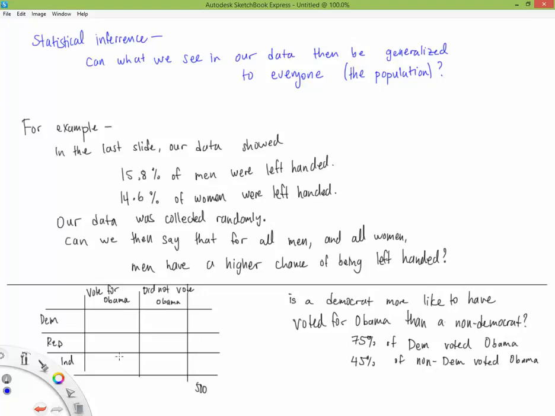So, yeah, we're just looking at, are they a Democrat or a non-Democrat, okay? And we want to know, does being registered as a Democrat increase the probability that someone voted for Obama, versus the non-Democrats, okay? And we'll look at this, okay?